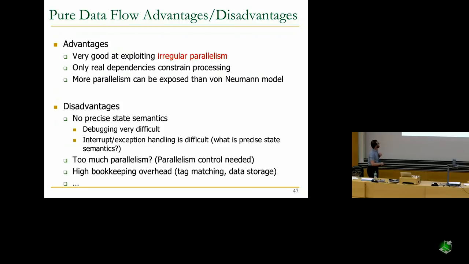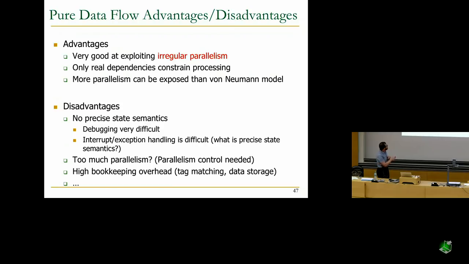The downside is big, though. The first big downside is there is no ordering across these data flow nodes. As a result, there is no precise exception or precise state semantics, and we covered that. This is really, really important for the program. We can reason about programs easily today because we can reason about the ordering of execution of different instructions.